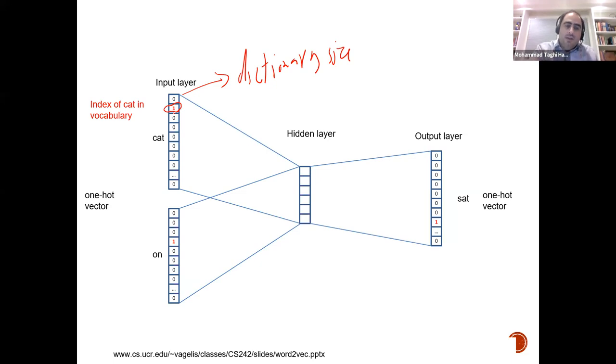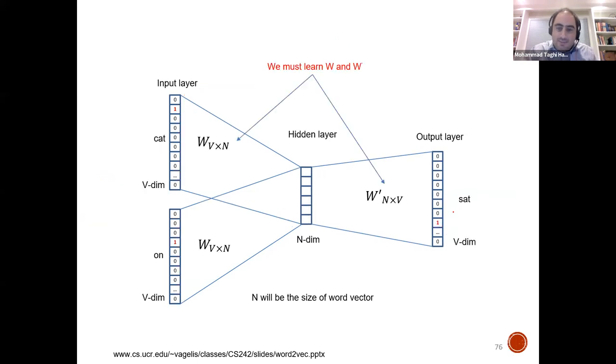So I just do this kind of one-hot vector. I will give it for "cat". This is the one that is "cat". For "on", I will give this one. And at the output, "sat" is also one word, so that should be the one that comes out. This is what I'm giving to this system, and I just train this one like an autoencoder, as I mentioned.